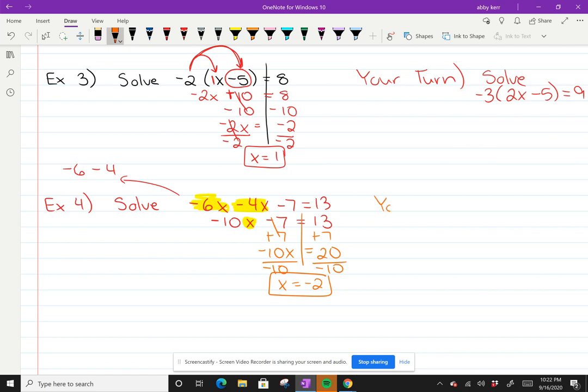So lastly, for your turn, you're going to solve 5x plus 4 plus 2x equals 18. So remember, you're combining like terms. So make sure you're combining the right items.